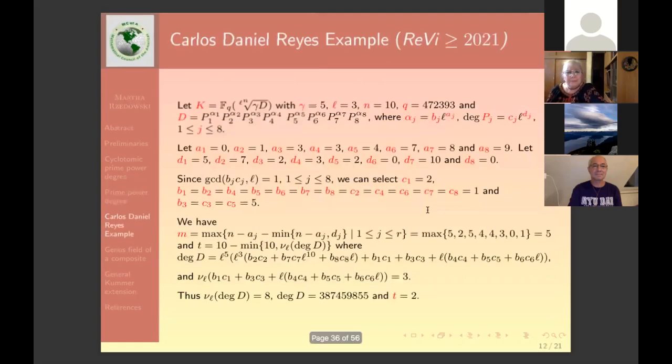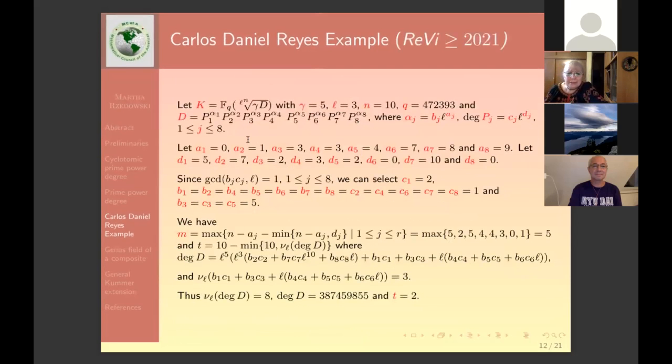And now I give an example that is an elaborated example of Carlos Daniel Reyes. He's still considering only one prime L and only one radical, but Q is a prime, this large prime, and he's considering several polynomials. He's not giving them explicitly, but we know they exist.